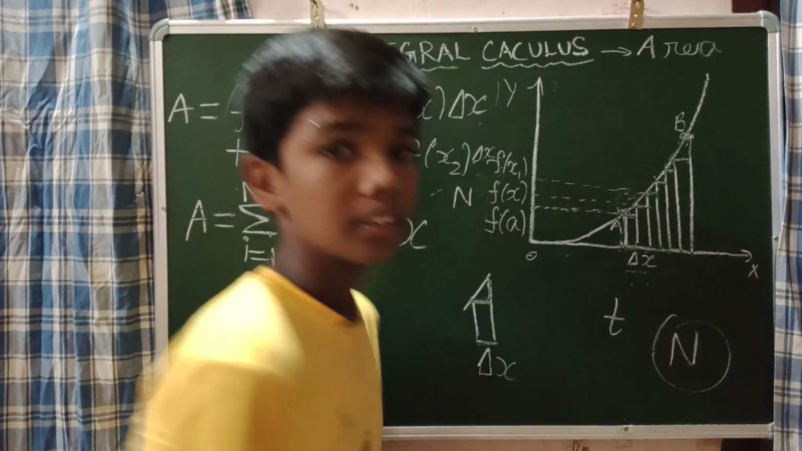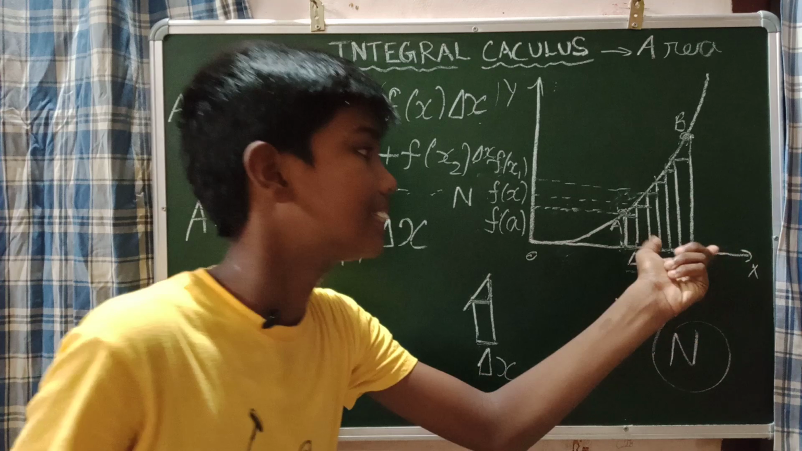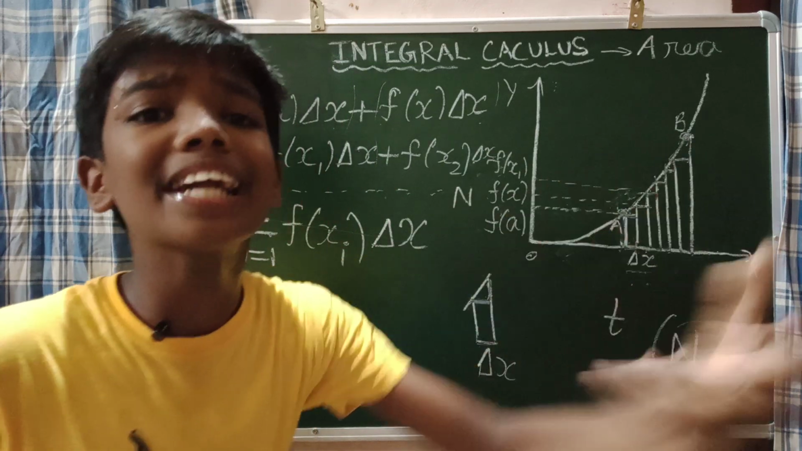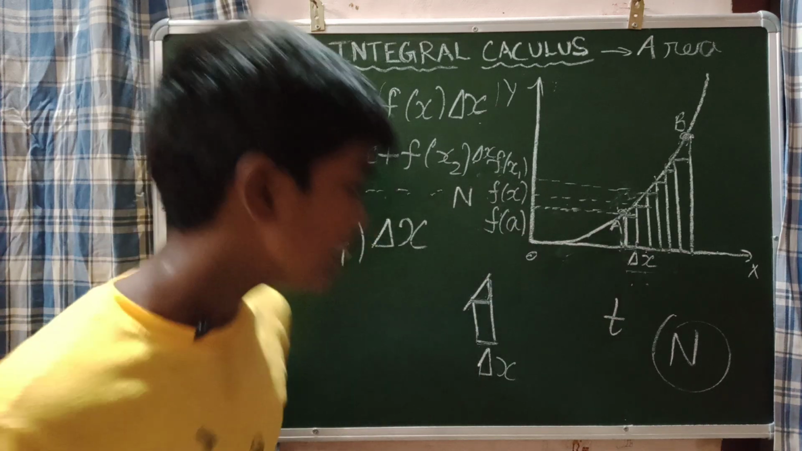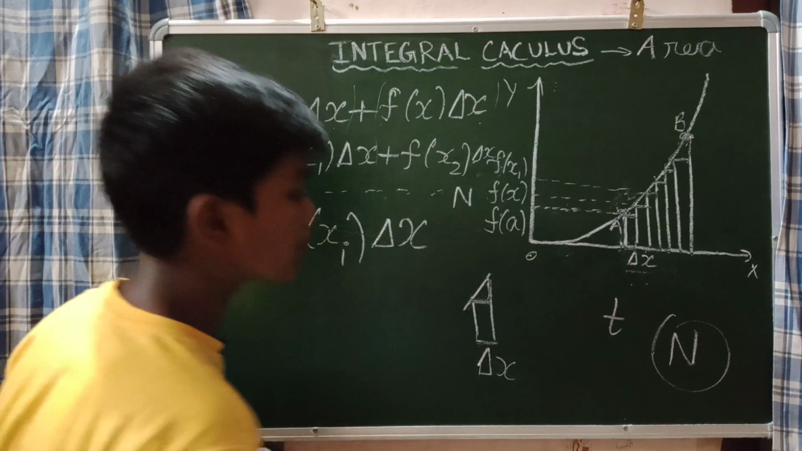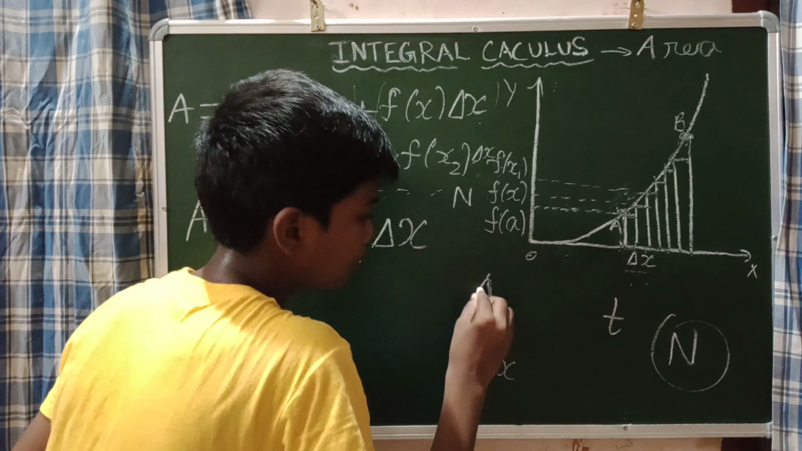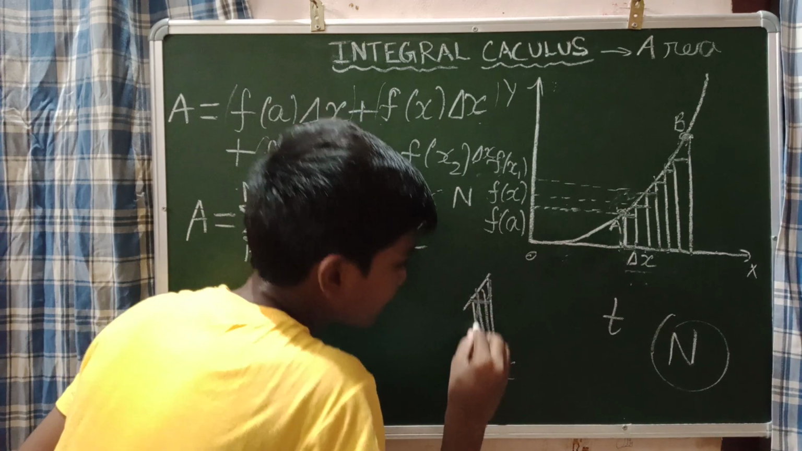The number of strips is n. That means n number of elements, as these strips are also called elements. We need to increase this n number of elements. That means when we increase the elements, the elements will become smaller like this.